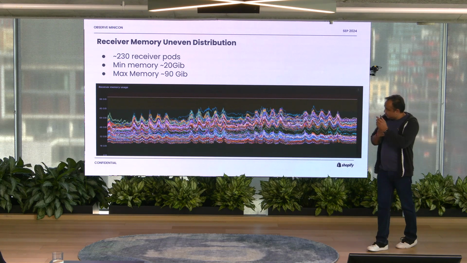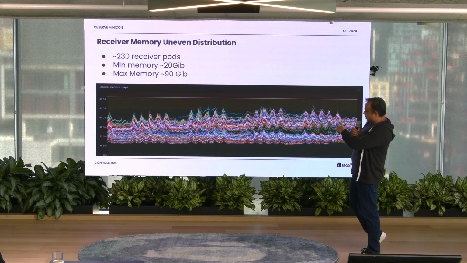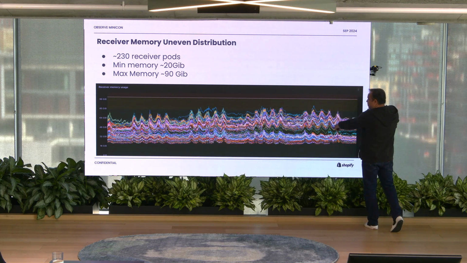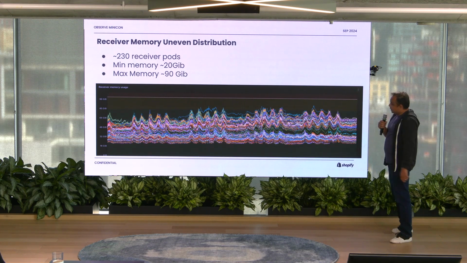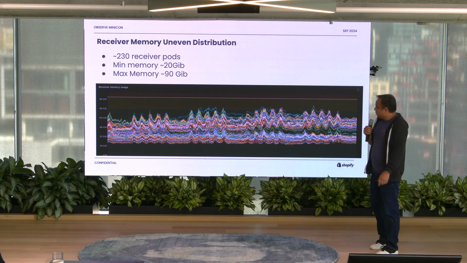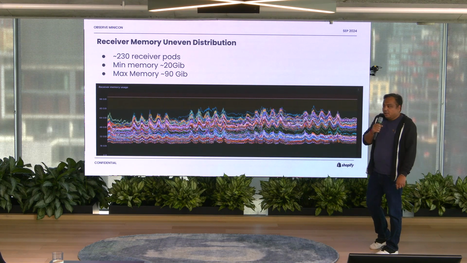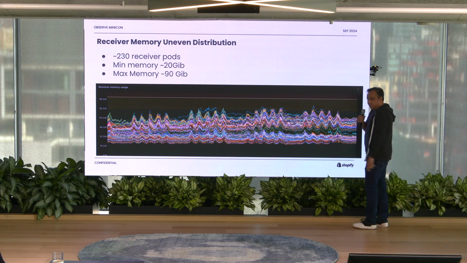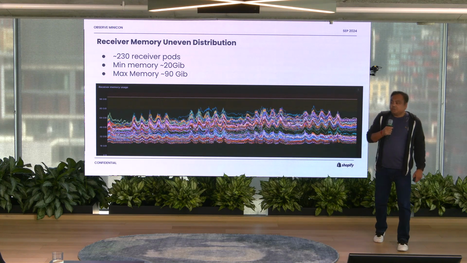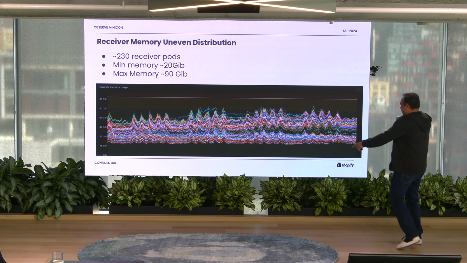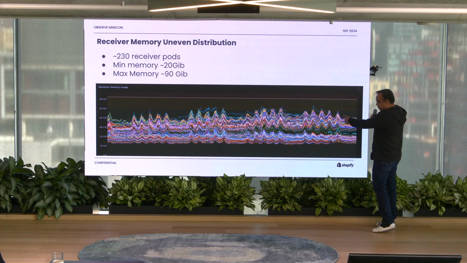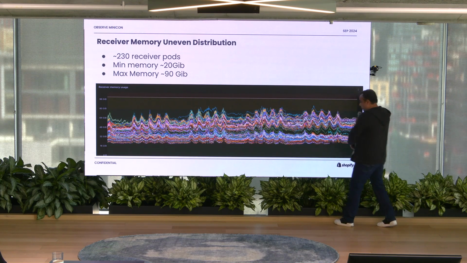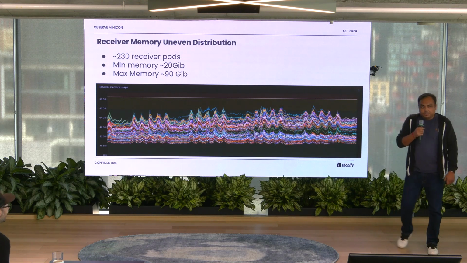This is one of the regions where we have 230 receiver pods. Min memory utilization is 20 gig. Max memory utilization is somewhere around 90 gig. If somebody says a 40% jump, what am I going to do? I'm going to add more receivers, because I don't know whether it's 40% from here or 40% from here. I'm going to add more receivers, and that's a waste of money. And you can see there is a big uneven distribution of memory. The entire Colorado River is flowing in here, and nothing is going on there.